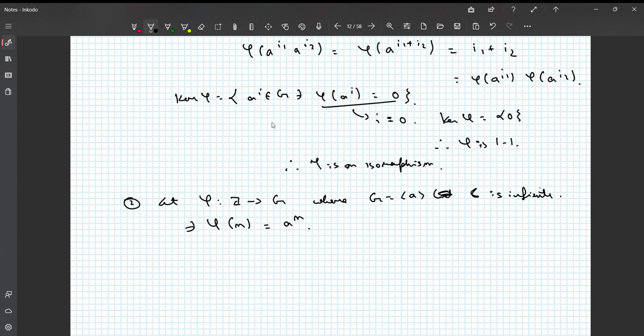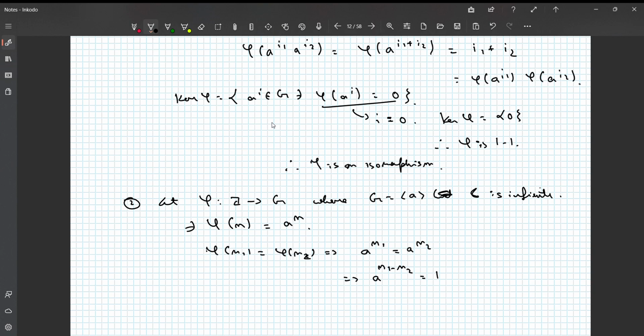Ontoness holds trivially by the definition of phi, because for any element you take from G, there is some n in Z such that n is mapped to a to the power n. Is it 1-1? Suppose phi of n1 is equal to phi of n2. Then a to the power n1 is equal to a to the power n2, which implies a to the power n1 minus n2 is equal to 1.